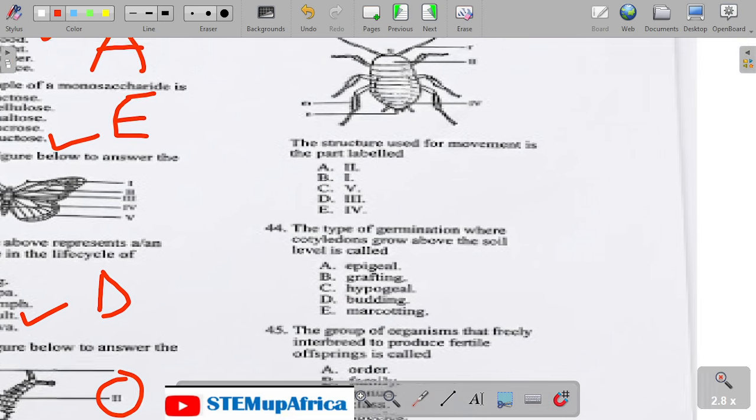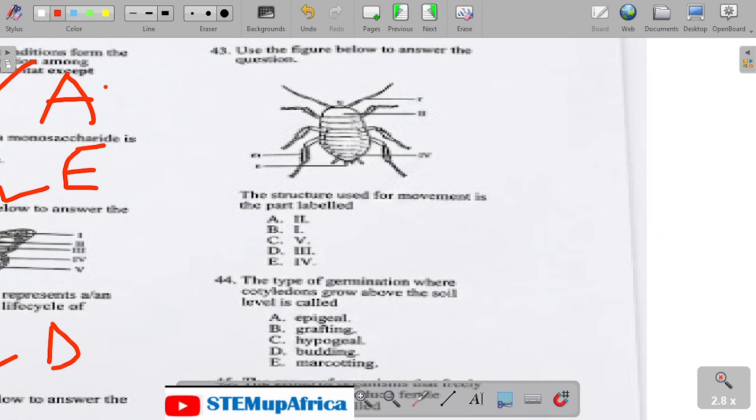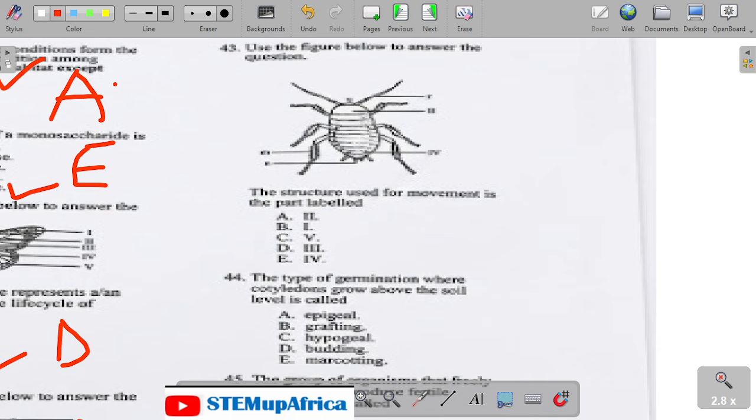Let's see question 43. We have another diagram here of a bird. The structure used for movement is the part labeled 3, which is this part here, which is the leg. So we have option D. Option D.